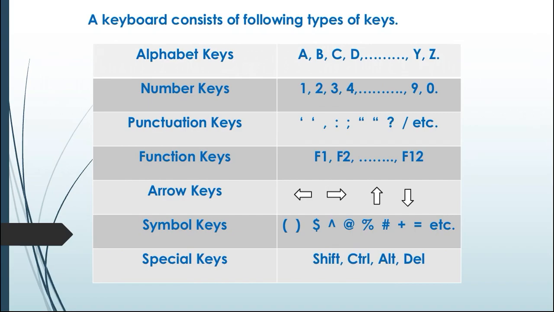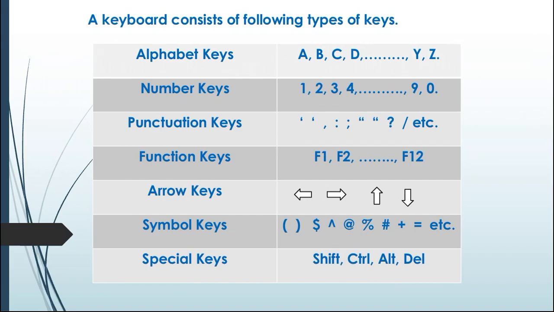Now, we'll be having a detailed review of some of the keys of a keyboard. A keyboard consists of the following types of keys. So first of all, alphabet keys. We're all very much familiar with alphabet keys A, B, C, D till Y, Z. Then we have number keys, number 1, 2, 3, 4 till 9 and then 0. Punctuation keys, for example, comma, colon, semicolon, inverted commas, question mark, slash. All these keys are punctuation keys.